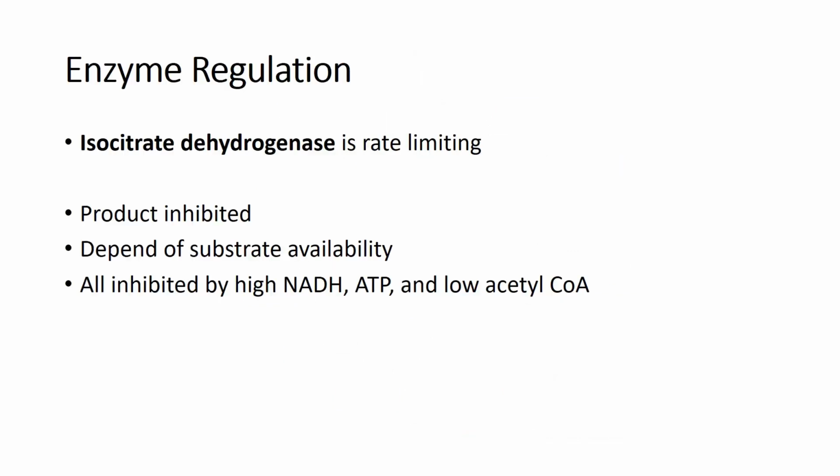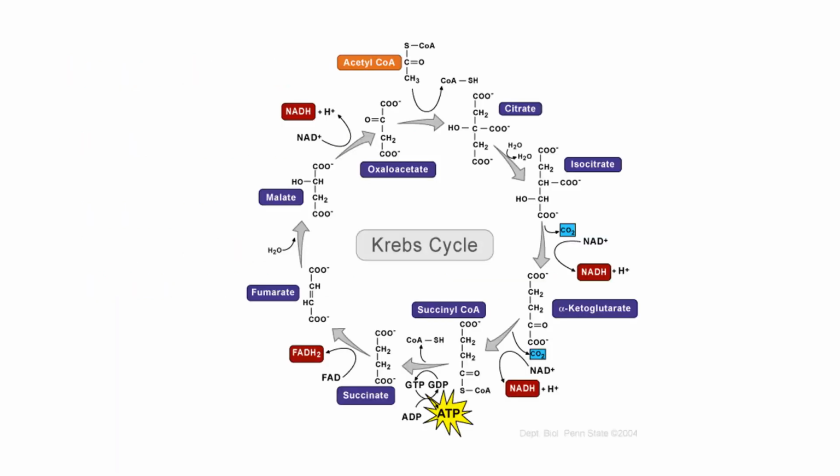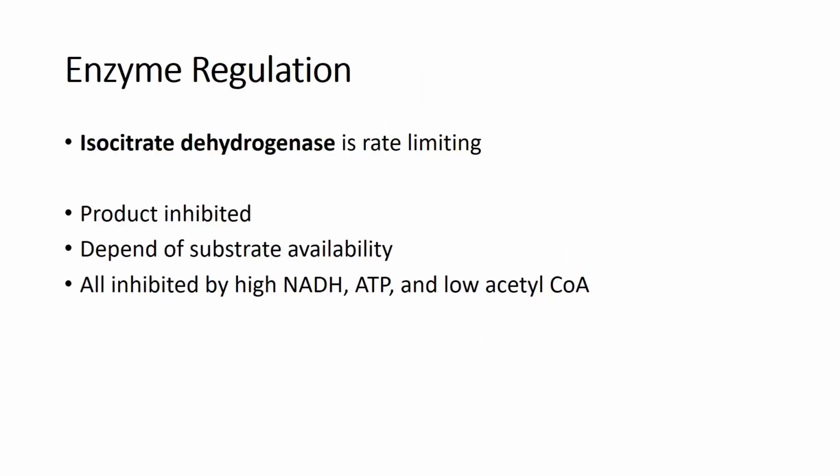In terms of enzyme regulation, isocitrate dehydrogenase is the rate-limiting enzyme. As we remember from our discussion on enzymes, a rate-limiting enzyme is the enzyme that's going to control the whole process. So even though isocitrate dehydrogenase is the enzyme that makes alpha-ketoglutarate from isocitrate, this enzyme is also going to control the whole process.